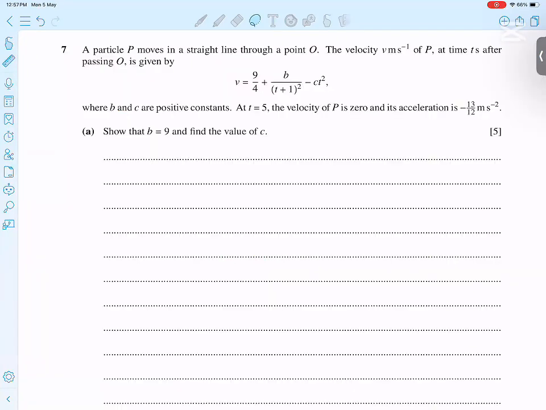Question number 7, we have a particle P that moves in a straight line through O, and the velocity is given by this expression. And A, B, C are all positive, and at time t equals 5, velocity is 0 and acceleration is this. So this data is very important. When time is 5, two things are important: velocity 0 and acceleration negative 13 over 12. Show the B value is 9, find the C value. So first of all, I have two plans, one for velocity and one for acceleration. So I'm going to do both here.